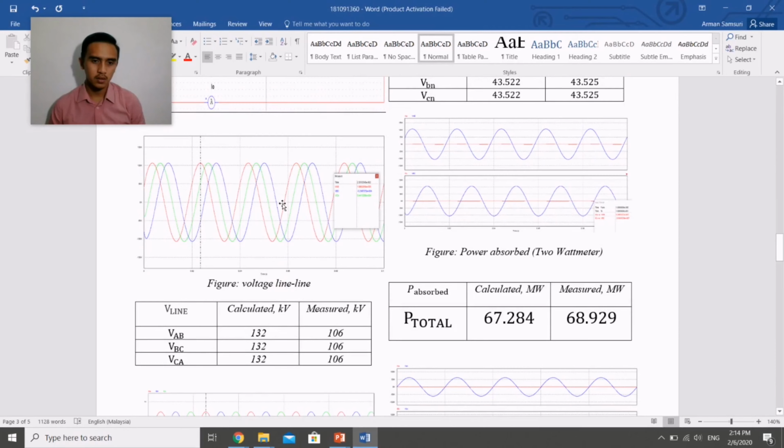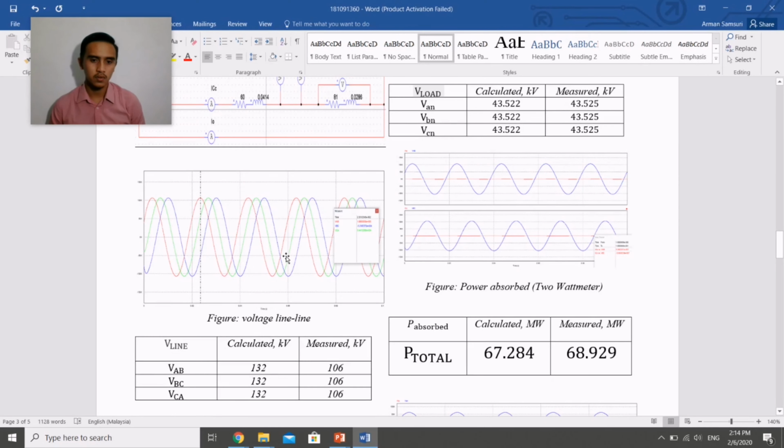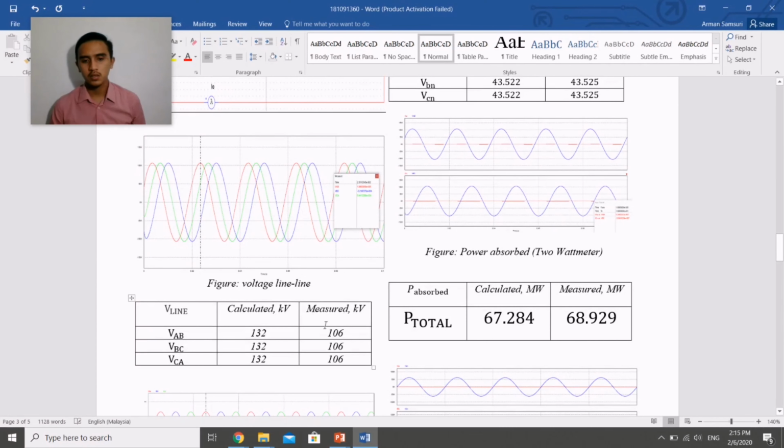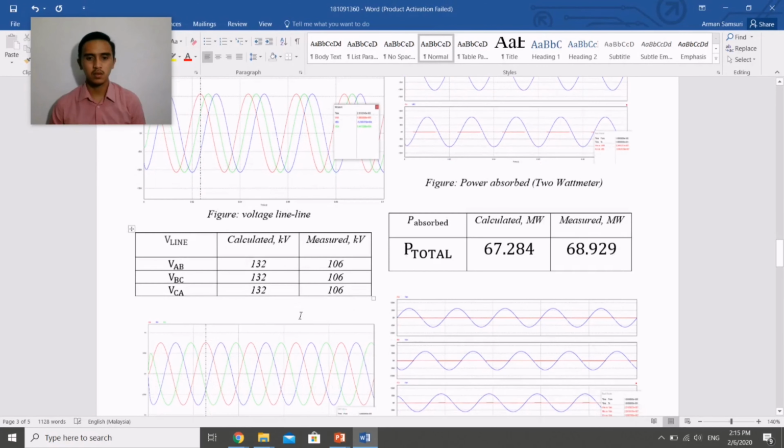This is the graph I got for the voltage line to line. I got a huge difference, but this is what I got. The value that I calculate, the value that I was given, is 132, but the value that I got from the PCIM is 106, which is a huge difference.